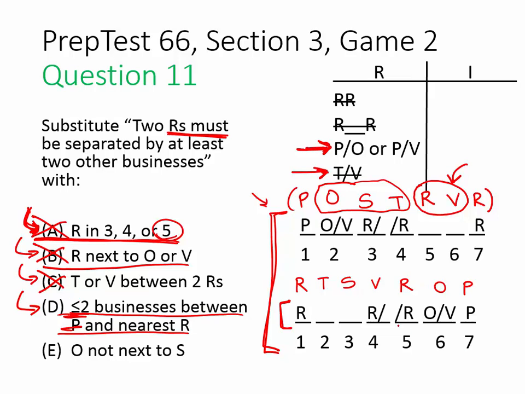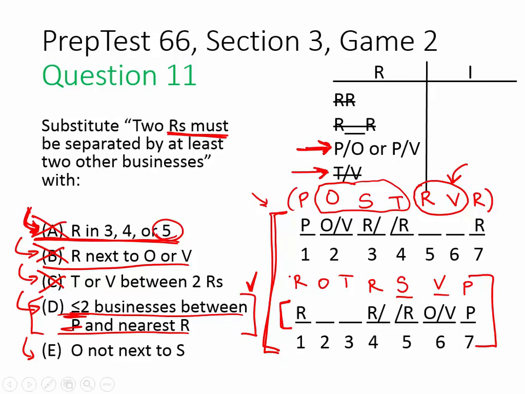So we're going to take it one step further. Let's put 2 spaces between P and our nearest R. So we'll have space, space, R. And you can probably already see that however we complete this chart, we're still fitting within our second limited option here. So it's looking like it's impossible to follow this rule and break either of our original limited options. So this is looking like a good answer choice. Let's just check E to make sure.